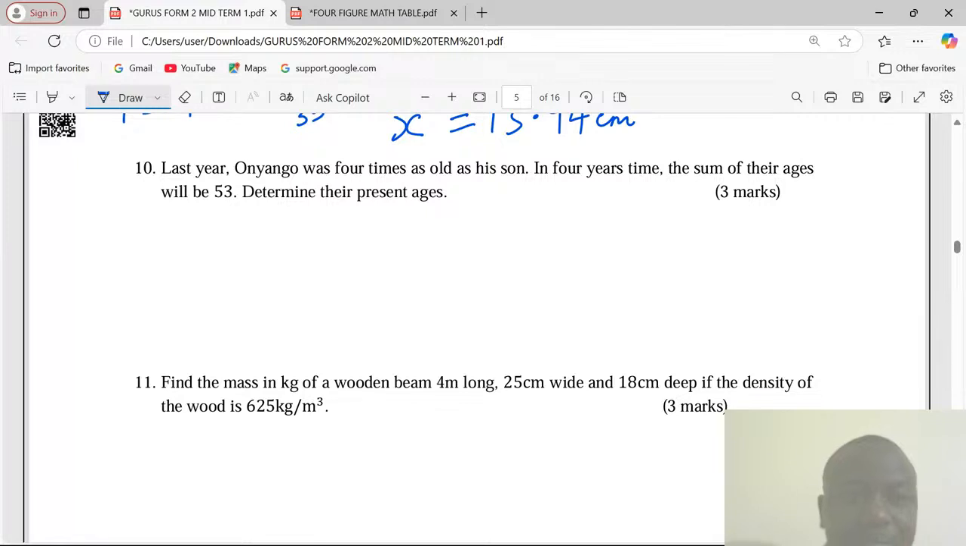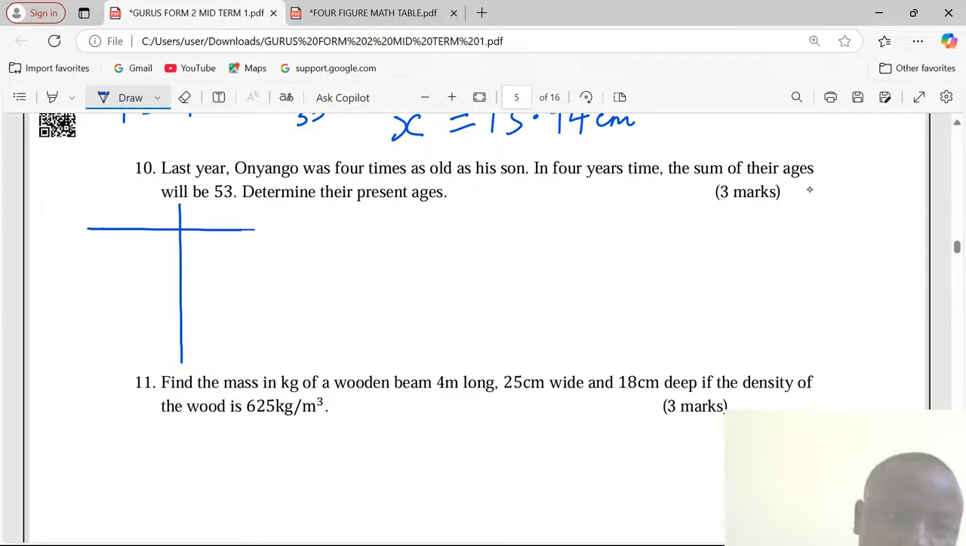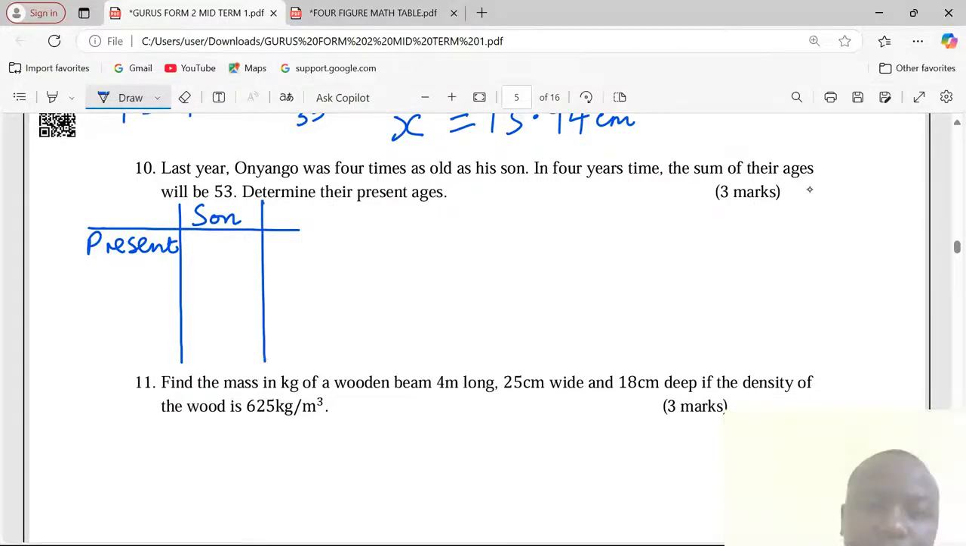Number 10. Last year, Onyango was 4 times as old as his son. In 4 years' time, the sum of their ages will be 53. Determine their present ages. We can work out this question in 2 approaches. One, let me start by their present age. Then I have a son, then the father now, who is Onyango.